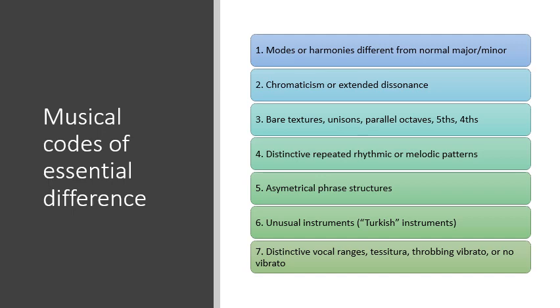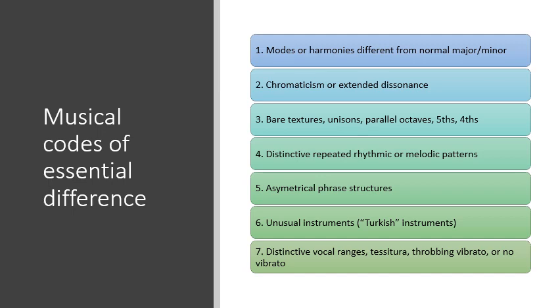in different lectures. But really, if you have modes or harmonies that are different from the normal major or minor, this is a code of musical difference. If you have a lot of chromaticism or extended dissonance, again, this is a code put in there by composers to signify something exotic or different. Again, bare textures, unisons or parallel octaves, fourths or fifths, were also used by many composers to signify the East, the Orient, or something exotic. If you recall your basic music theory in Western composition, you want to avoid parallel octaves, fourths and fifths, and so inserting these was a very obvious audible marker of difference.